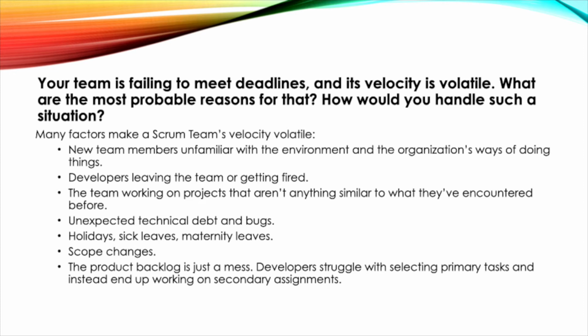Your team is failing to meet deadlines, and its velocity is volatile. What are the most probable reasons for that? How would you handle such a situation?